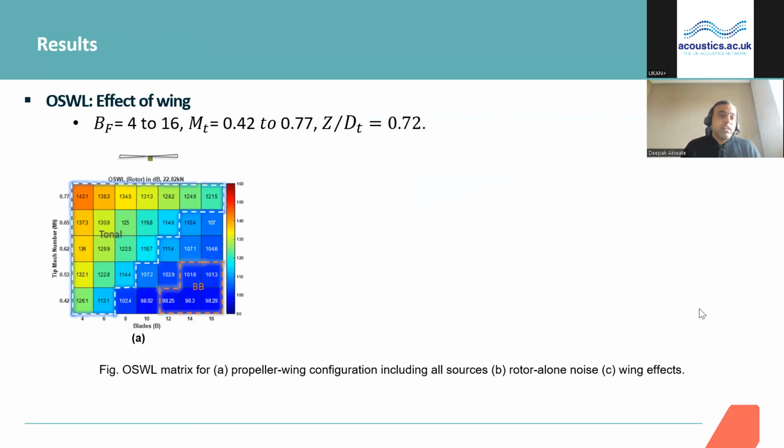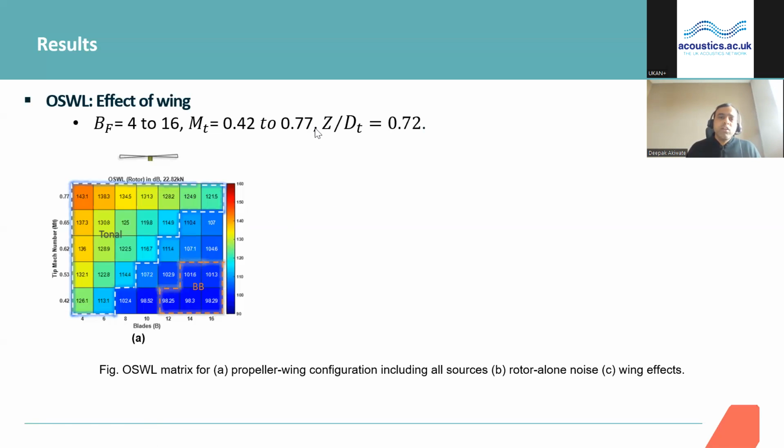And obviously, as I showed before, we tried to look at the overall sound power level, that is OSWL, again plotted on the 2D plot over the range of blade number and the tip speed. This is the plot for the rotor alone noise, and as I explained already, tonal noise dominates at the low blade number and high tip speed, and the broadband noise dominates at the high blade number and low tip speed. These results are slightly different from what I showed previously, because these results are produced by a slightly different distribution than the previous.